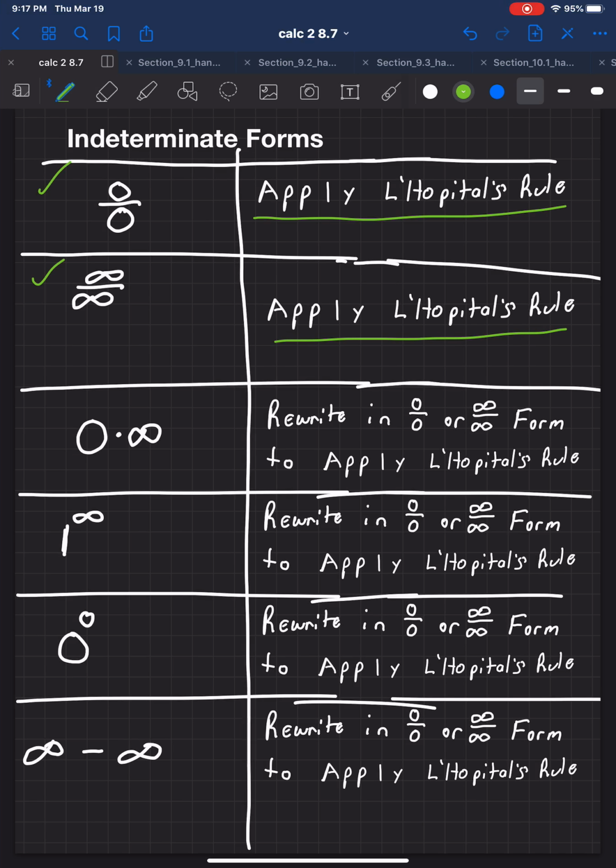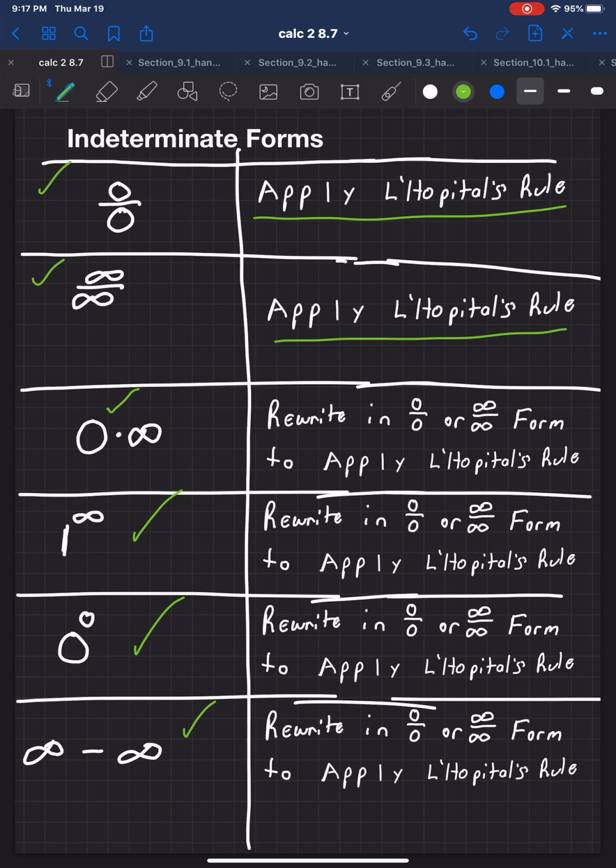Now, some other indeterminate forms. Some of these might look weird to you. You might think, how is that indeterminate? If I said 0 times infinity, that is a meaningless proposition when you're trying to evaluate a limit. 0 times infinity is not 0. 1 to the power of infinity is indeterminate. 0 to the power of 0 is indeterminate. Infinity minus infinity is indeterminate.